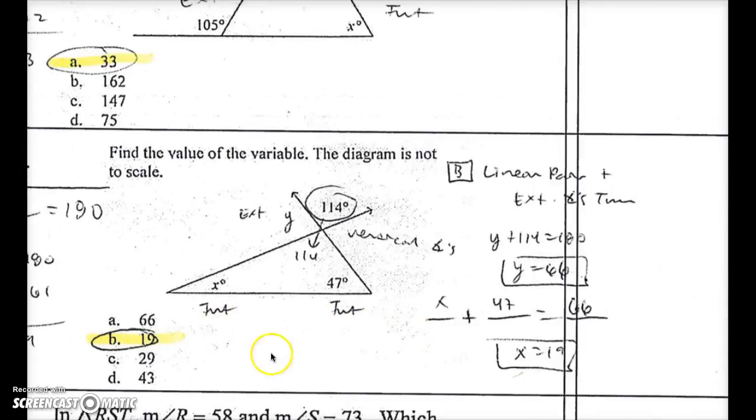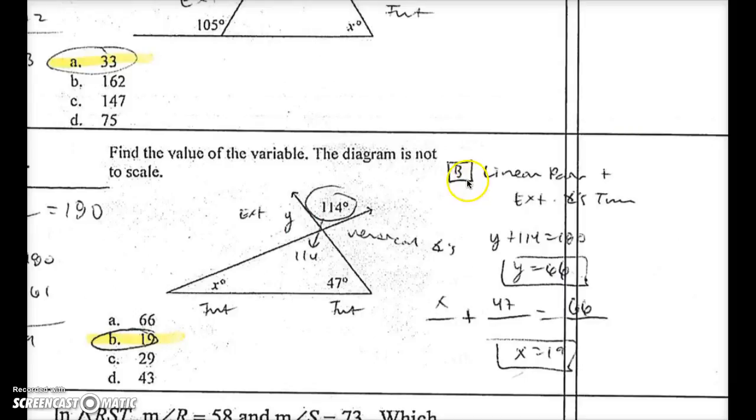The second way, probably a lot of students try to use and would have been incorrect. I'm going to assume that maybe they tried to take 114 degrees, and they thought that was the exterior angle, and they thought x plus 47 equals 114. So if I subtract 114 minus 47, some students thought the answer was 67, or 66 or 67, and it's not there. Well, that's an incorrect assumption in that 114 does not lie here, and that's why I added y.